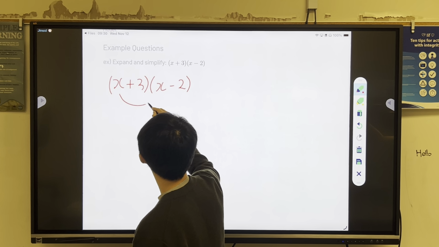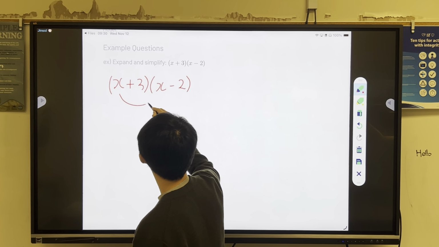So let's multiply the first parts together. So for the F, we're going to do x times x, which is x squared. And for the outer parts, that's x times -2, so that's -2x. And the inner parts, that's 3 times x, and that's equal to 3x. And finally, the last parts, that's 3 times -2, which is -6.